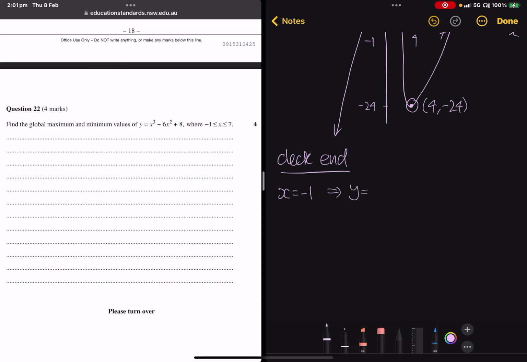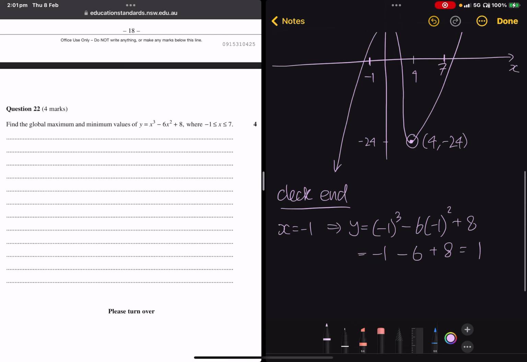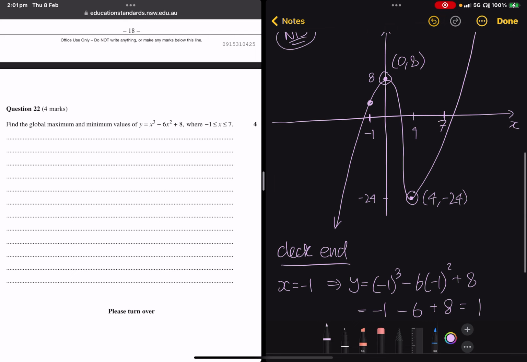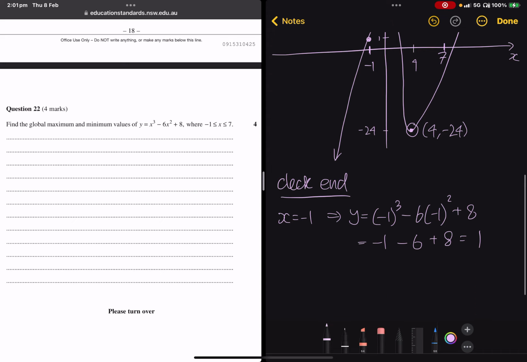So we have x equals -1. This gives us y is -1 cubed minus 6 times -1 squared plus 8. This is -1 minus 6 plus 8. This is 1. So therefore this point here, this is roughly to scale. This could appear down here. This could be about 8. This is not a global maximum or global minimum. So this endpoint is not a problem for us, right? So this is the first endpoint of the function.